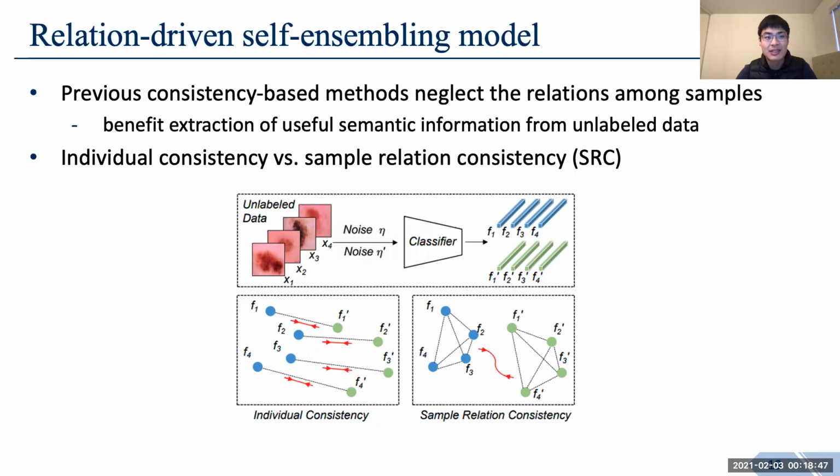So inspired by this observation, we wanted to use the relationship of different samples to boost the semi-supervised classification performance. Therefore, we propose a sample relation consistency scheme. In this scheme, besides minimizing the difference of individual samples, we also minimize the difference of the sample relationship.